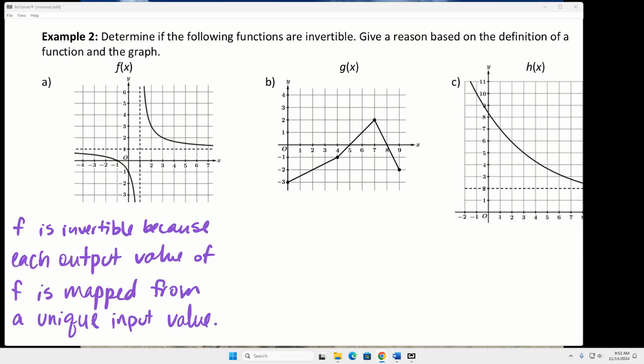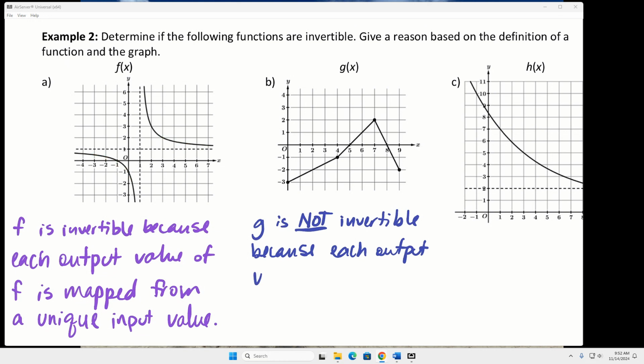No. Whenever it's not invertible, it's a good idea to say not invertible, give the reason, but also give an example of why. So we would say that in this case, g is not invertible because each output value of g is not mapped from a unique input value.